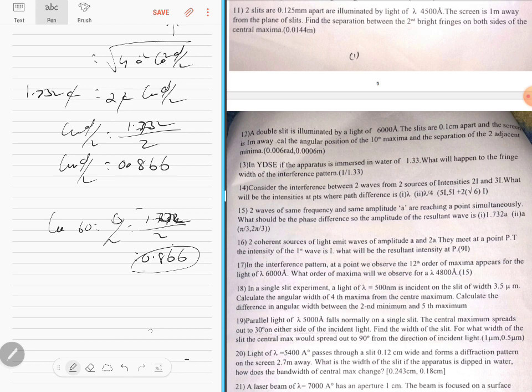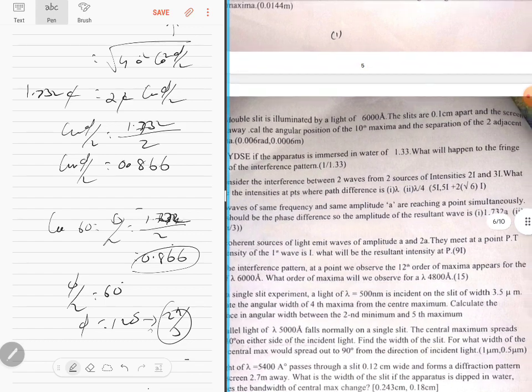Yeah, exactly. So therefore, you get phi by 2 itself is 60 degree. So phi will become 120 degree. That's what I'm getting. And 120 degree is nothing but 2 pi by 3. And I've got the answer. That's for the first case.